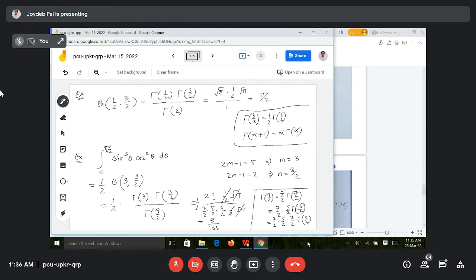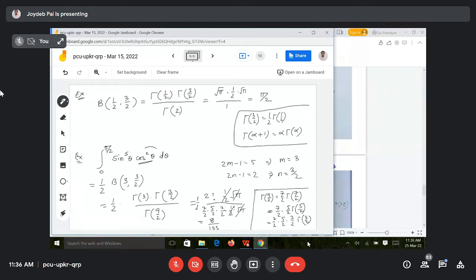So in that way you can find this type of value of this type of integral. Suppose here this term is not present, only sine to the power 5 theta d theta. In that case, what you will do? That means what is the power of cos? If it is not present, 0. So 2n minus 1 will be 0 then. So n will be half.